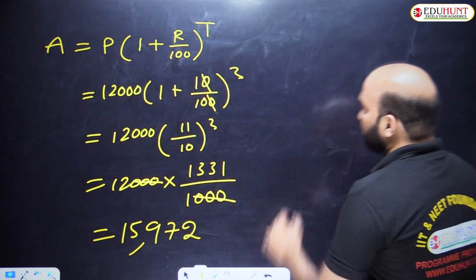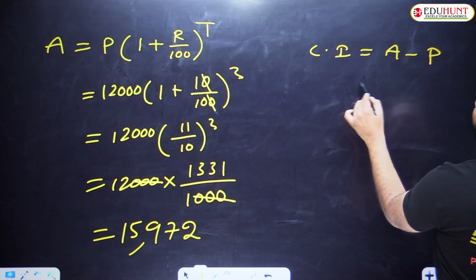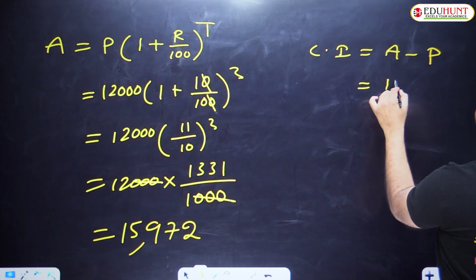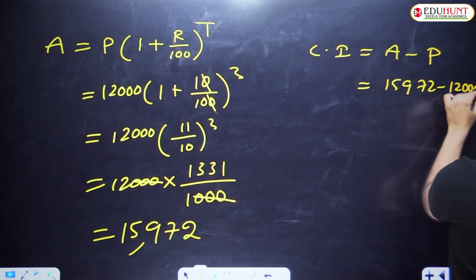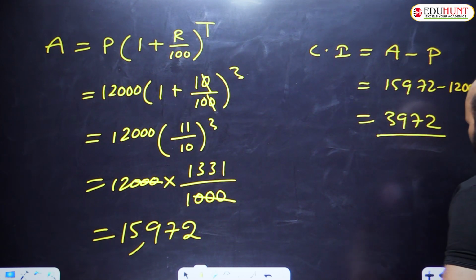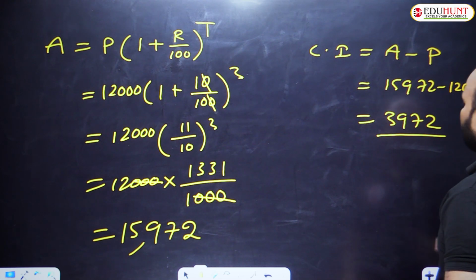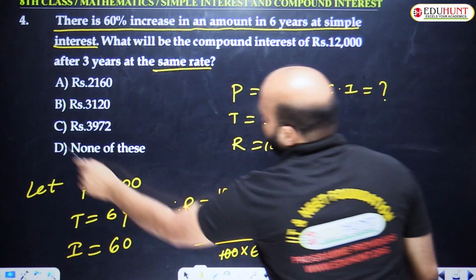15,972 is the amount. But question what I am asking, compound interest. Compound interest nothing but amount minus principal. Amount 15,972 minus principal 12,000. What is the difference? 3,972 is called compound interest. In that question 3,972 is the compound interest. Option C is right answer.